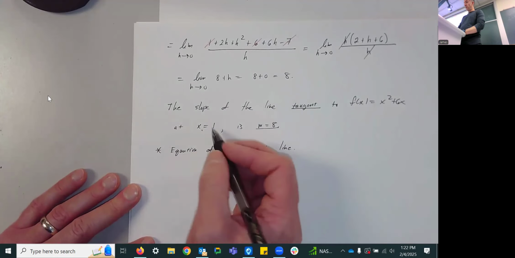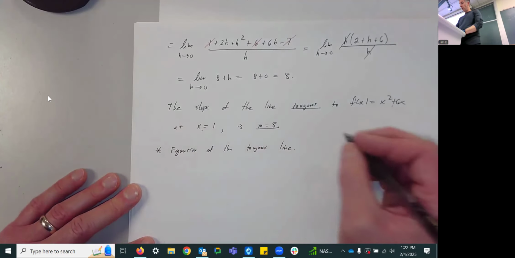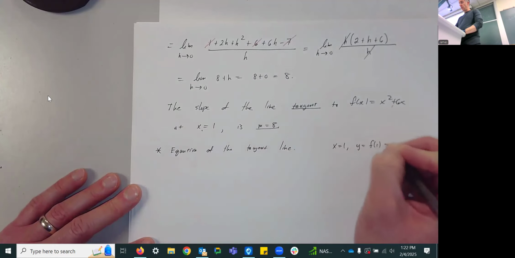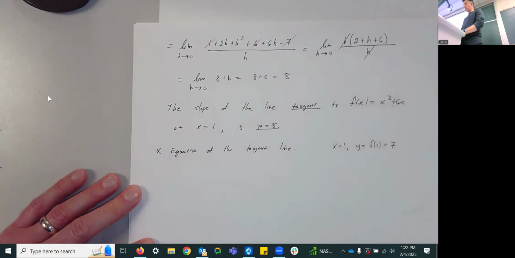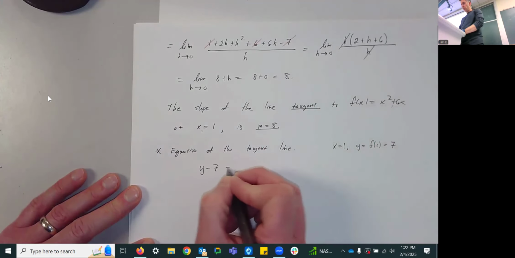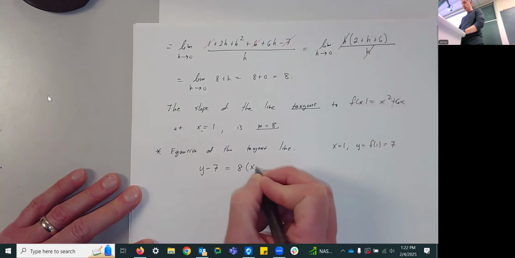So if we plug in 1 to our function, x squared plus 6x, we know that x is 1 and y is f of 1, which is 1 plus 6, which is 7. So our equation of our tangent line would be y minus the y coordinate equal to your slope times x minus the x coordinate.